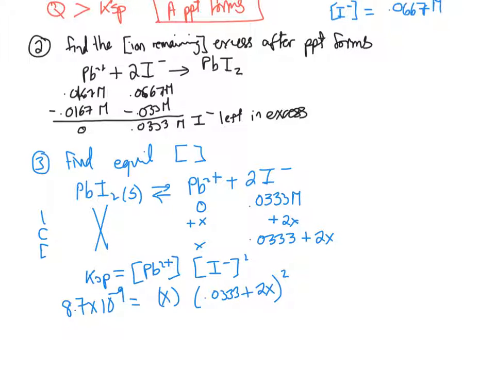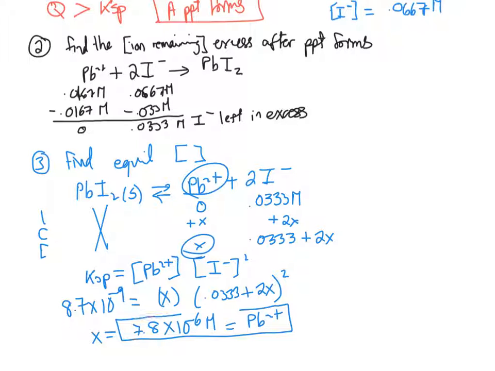And since there's no division here, you don't really need to graph it and find the intersection there. You can just use simple algebra. X ends up being 7.8 times 10 to the negative 6 molar, which in this case is the Pb2+ concentration at equilibrium. And so that's one of my answers.